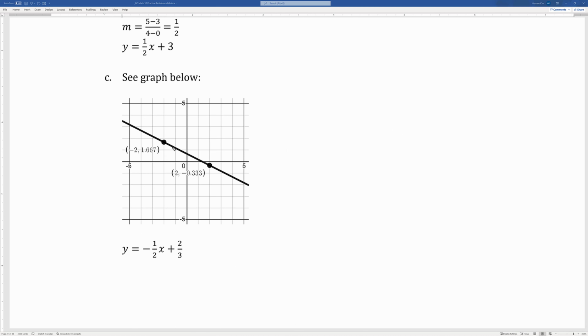For this line, we have 2 points, and we have some nice decimal numbers. So it looks like we have a repeating decimal number. So let's rewrite as a fraction. We have (-2, 1 plus 2/3). Now what is 1 plus 2/3? That's the same thing as saying, what's 3 over 3 plus 2 over 3, which is 5 over 3. So we'll cross this out and write 5 over 3. Our other point is (2, negative 1/3).